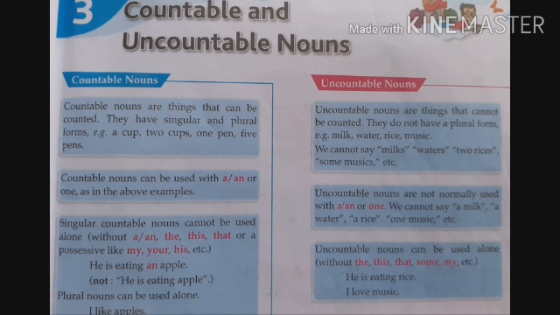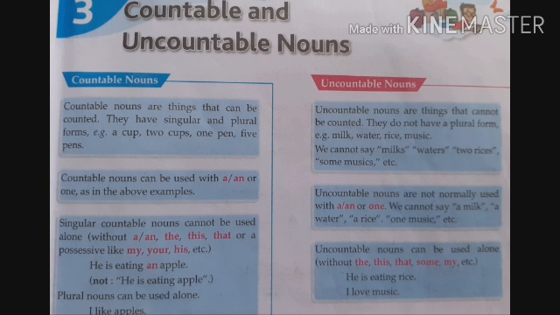Countable nouns can be used with a, an, or one, as in the above examples you have seen: a cup, one pen, two pens. So for counting purposes, countable nouns can be used with a or an. Uncountable nouns are not normally used with a, an, or one. We can't say a milk, a water, a rice, one music, because these are uncountable.